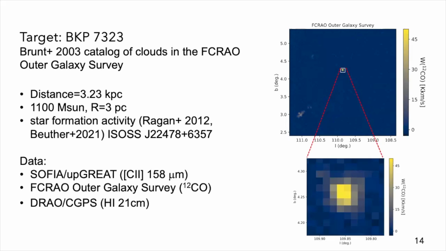So in the end, we have data from SOFIA, the C+ line. We have our CO data from the Galaxy survey. It's not great sensitivity, but sufficient for what we want to do. And then we have HI 21 centimeter line data from the Dominion Radio Astrophysical Observatory Canadian Galactic Plane Survey.